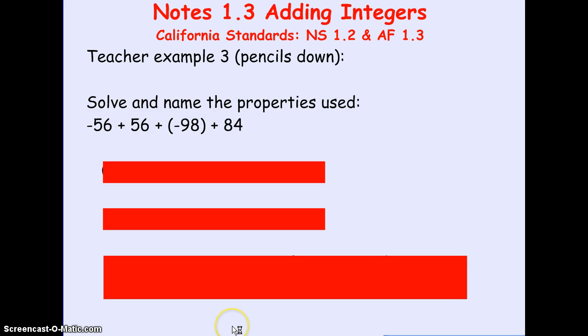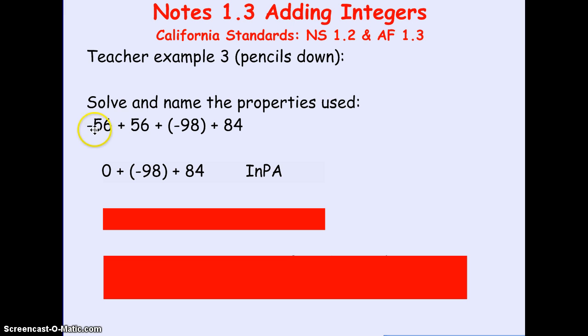Teacher example 3, solve and name the properties used. So here you see I have several different problems. What I want to do is look for properties that I can use. First, notice I combine these two. Because they're opposites, I know they're going to cancel out and become 0 by the inverse property of addition. And again, you can use the acronym instead of writing it out.